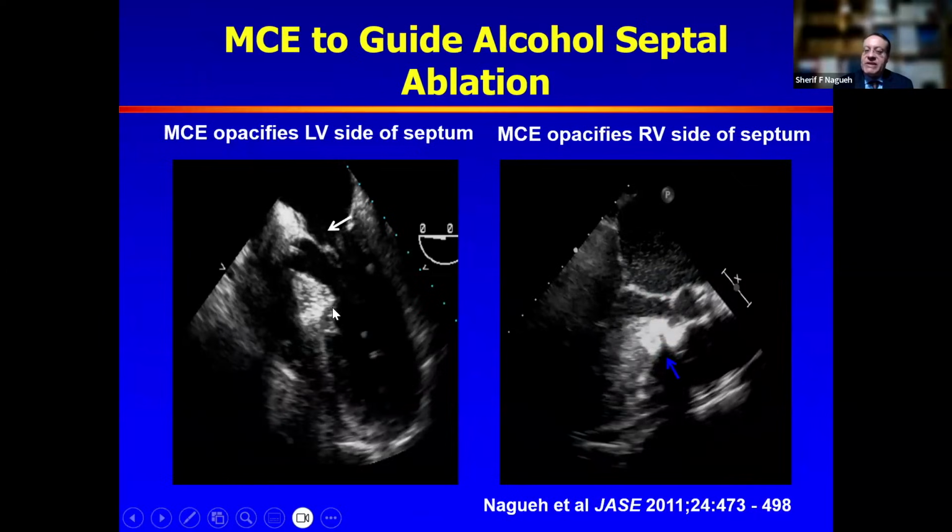This patient has opacification of the LV endocardium, so the right location you want. On the other hand, in this subject, we see the opacification primarily on the RV side. This would not be a good septal perforator to target because we will induce infarction here, but not the LV endocardium where the SAM is involved.